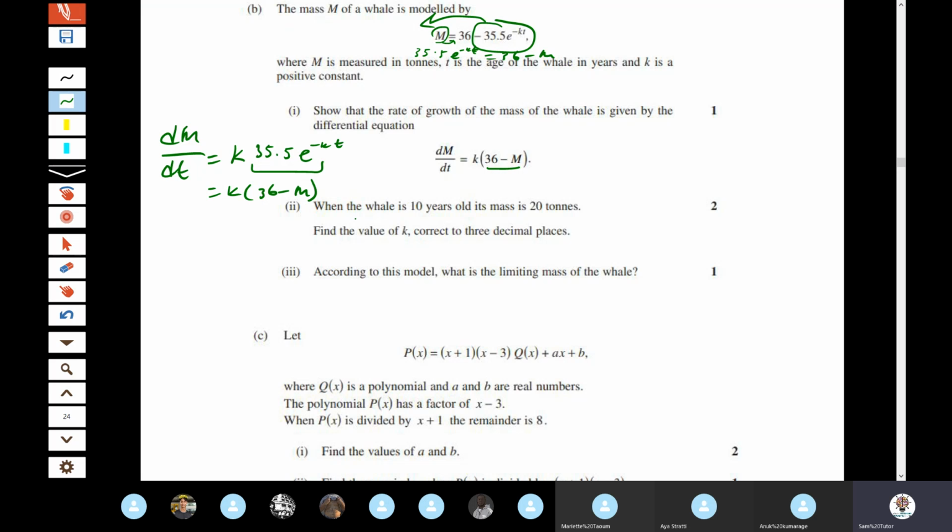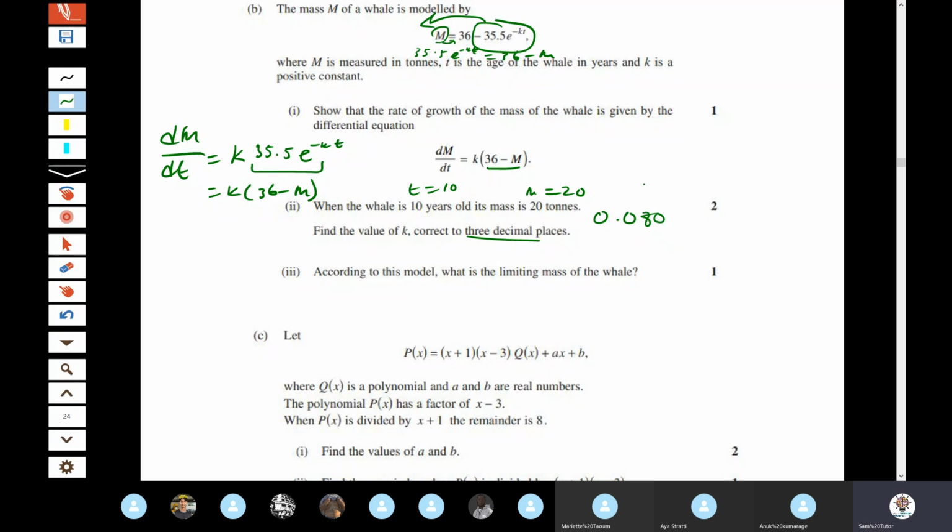1 mark. When the whale is 10 years old, its mass is 20 tons. Again, m equals 20 when t equals 10, find k. All right. What did you get for k? 0.1, but I don't think I put it in the calculator correctly. 0.080. Maybe that's what you got and you rounded. Yeah, I rounded it up. You can't. It says 3 decimal places. You lose a mark.